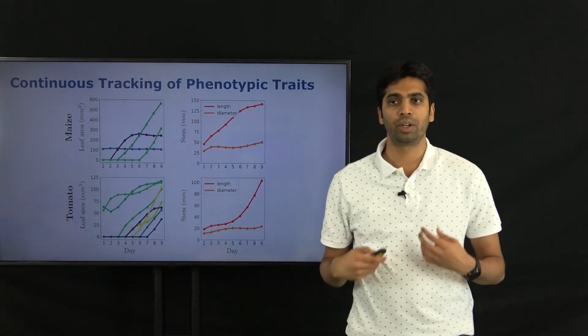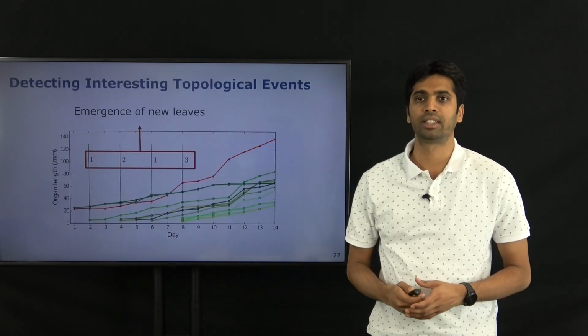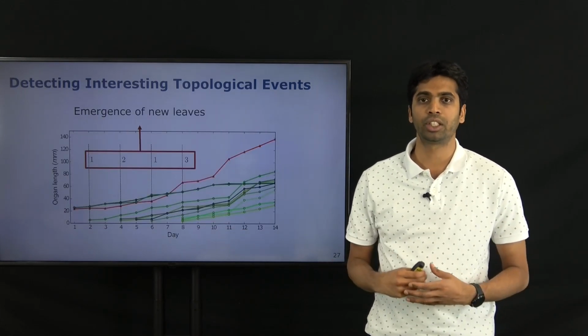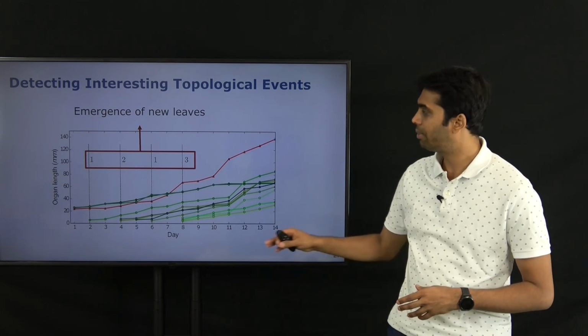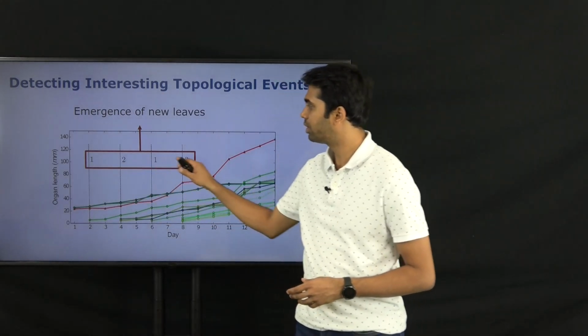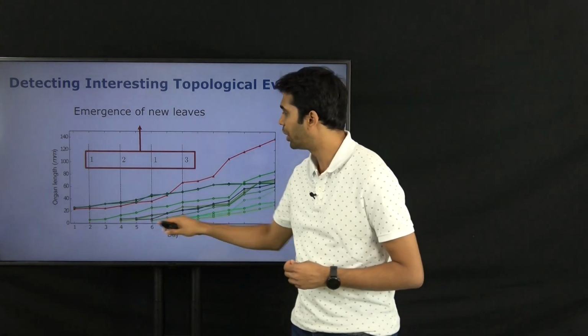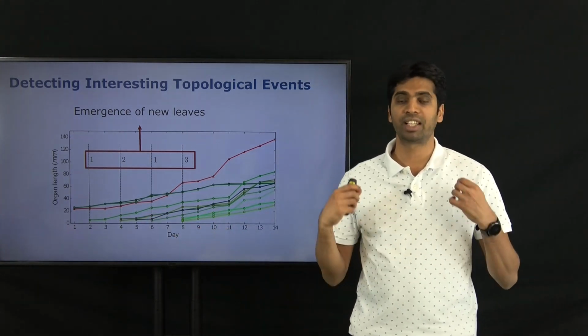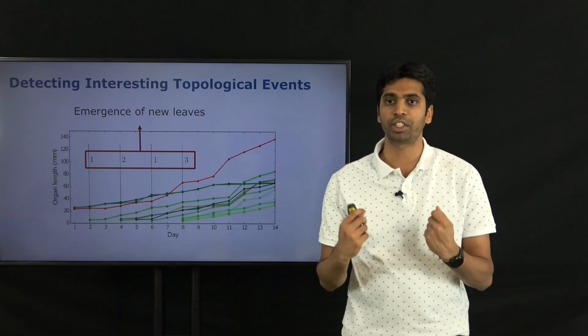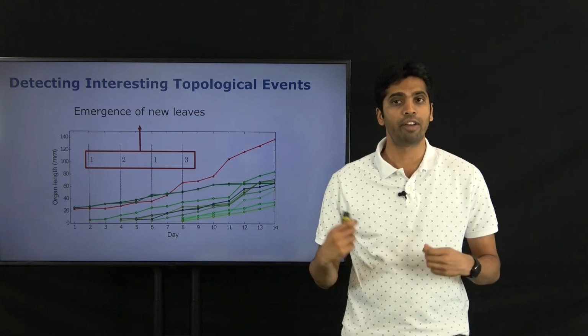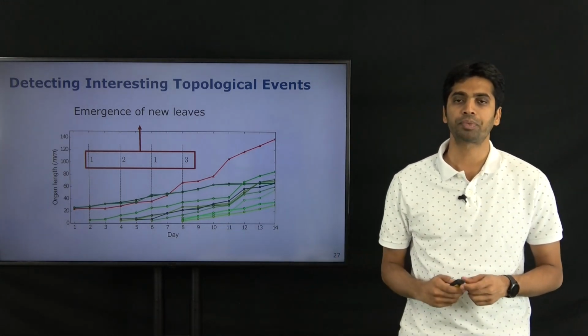In addition to the continuous tracking of certain traits, we can also detect certain interesting topological events. For example, in this case, each of these numbers corresponds to the number of new leaves that have emerged on those particular days. We can do this since we have the skeletal structures, and from this we can figure out when new leaves have emerged.